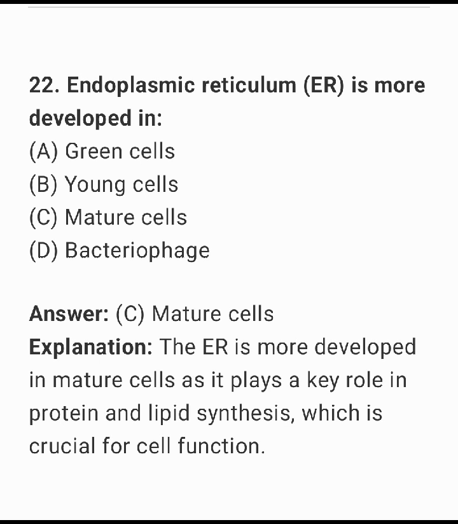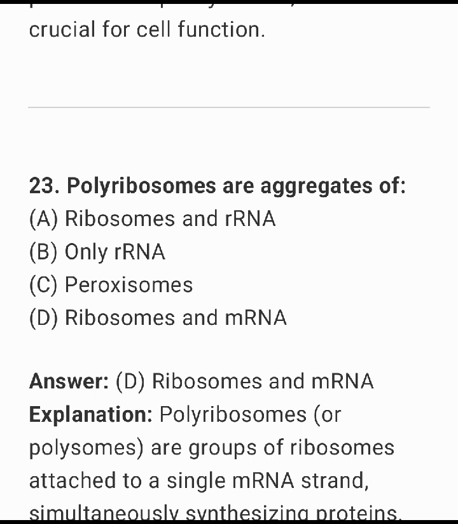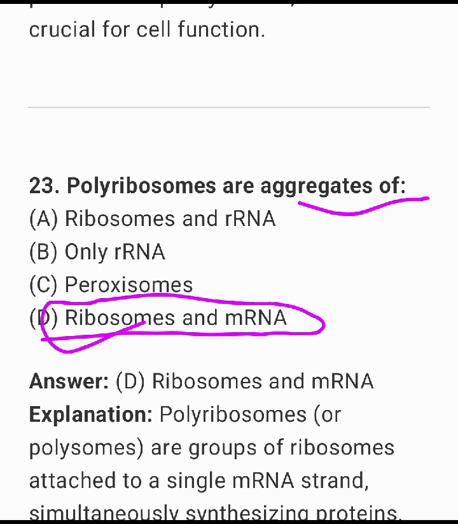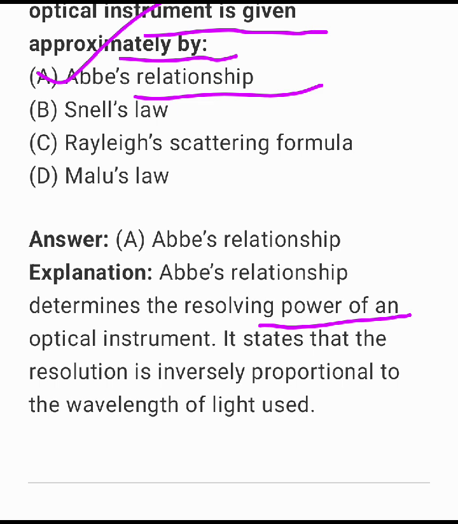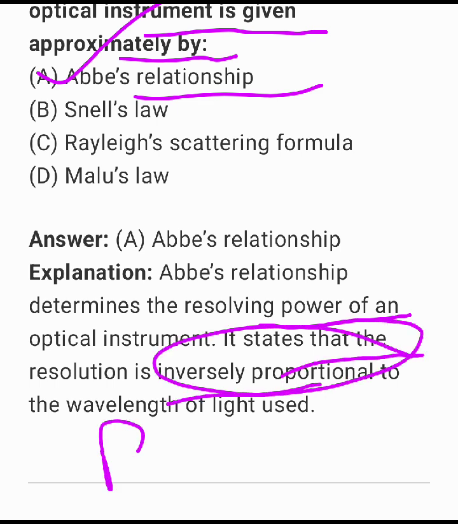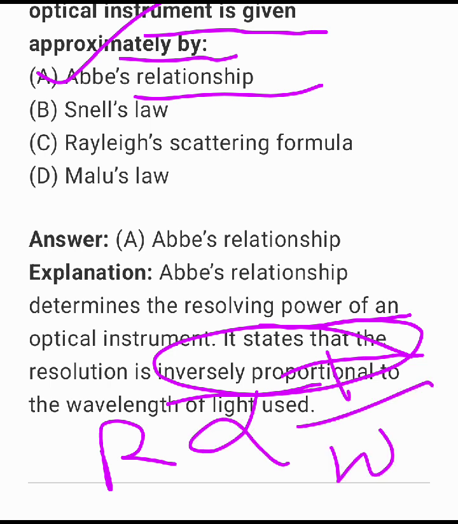Question number 22: endoplasmic reticulum is more developed in, so it is more developed in mature cells. Option number C is the correct one. Next is polyribosomes are aggregates of, so they are aggregates of ribosomes and mRNA. Option number D is the correct one. Next is the limit of resolution of any optical instrument given approximately by Abbe's relationship. Option number A. Abbe's relationship determines the resolving power of an optical instrument. It states that the resolution is inversely proportional to the wavelength of the light used.